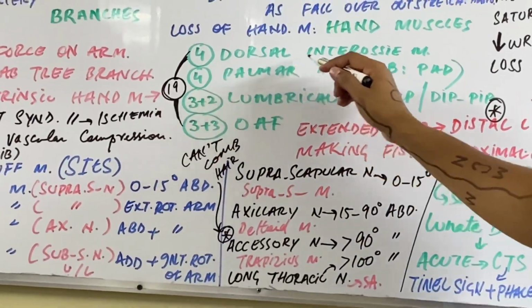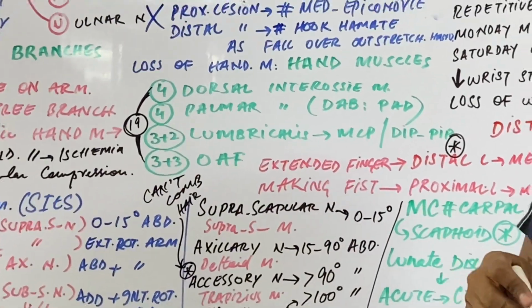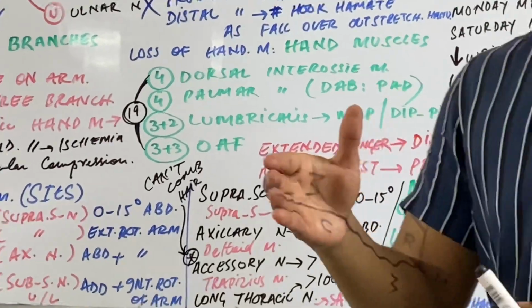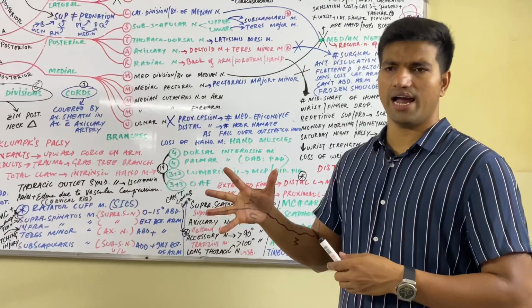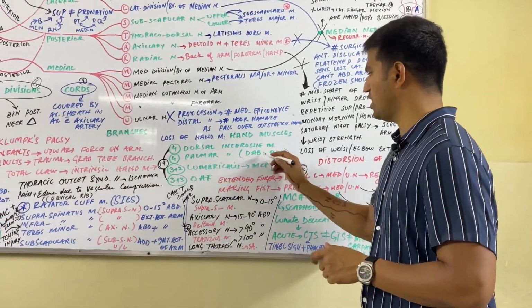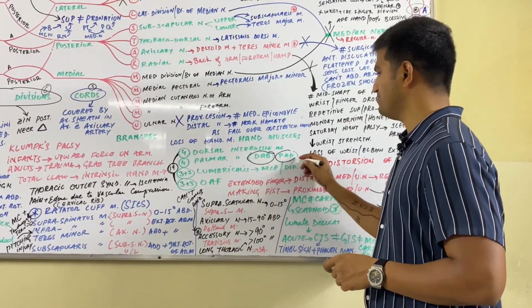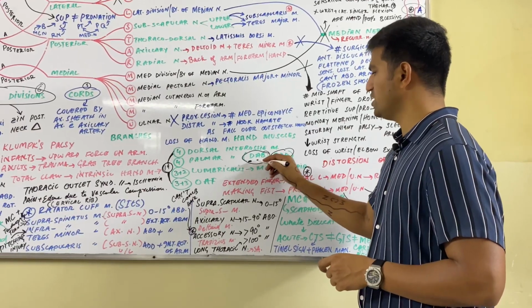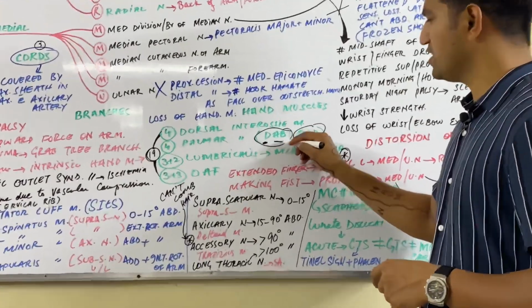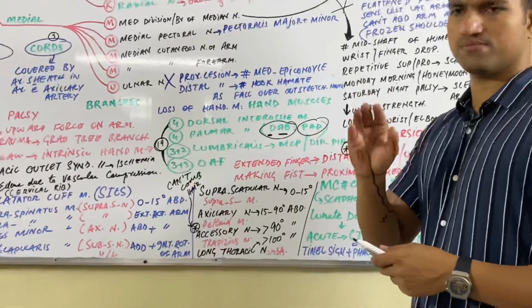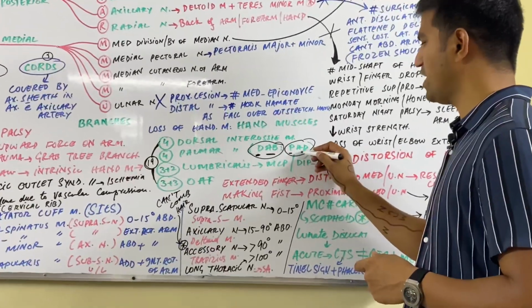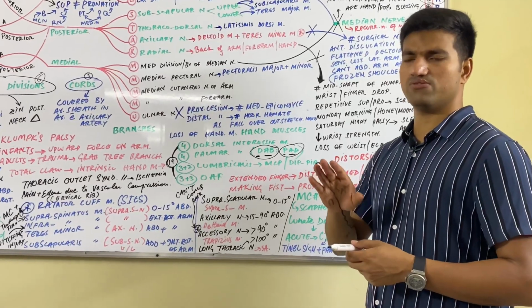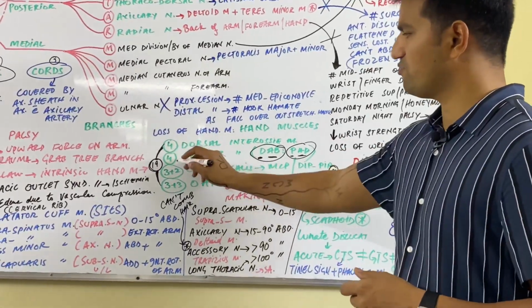There are 4 dorsal interosseous muscles. Dorsal interosseous muscles, they abduct the fingers. Then we have palmar interosseous muscles, they adduct the fingers. For that we have a mnemonic called DAP pad, meaning dorsal interosseous muscles lead to abduction of the fingers, and palmar interosseous muscles lead to adduction of the fingers. These 4 plus 4, 8.